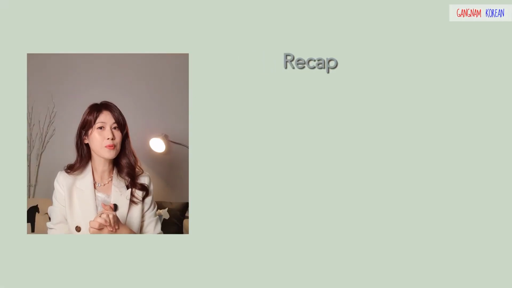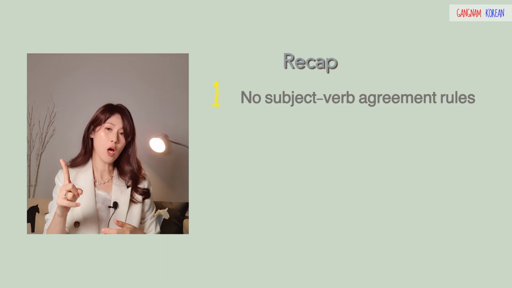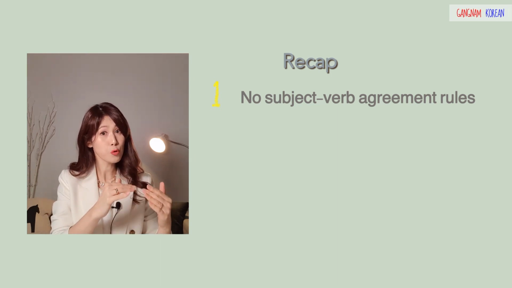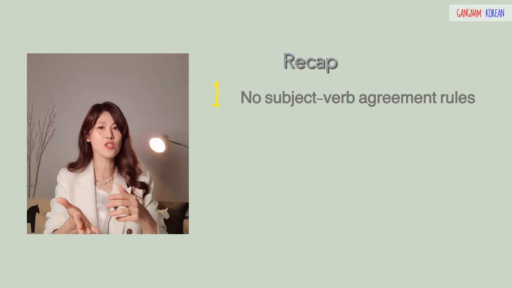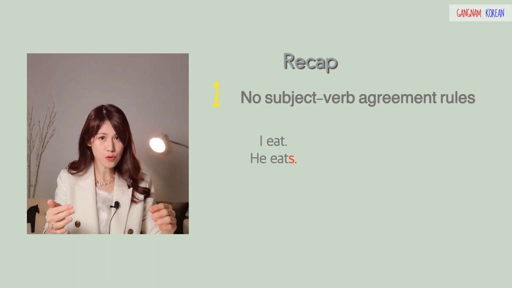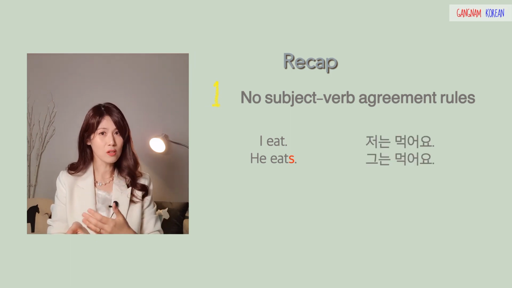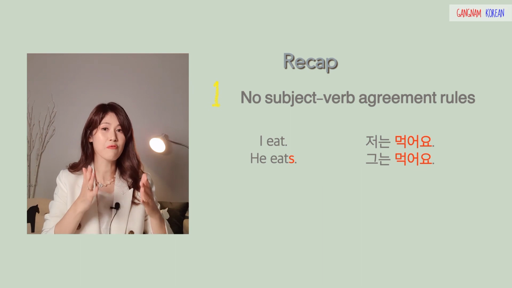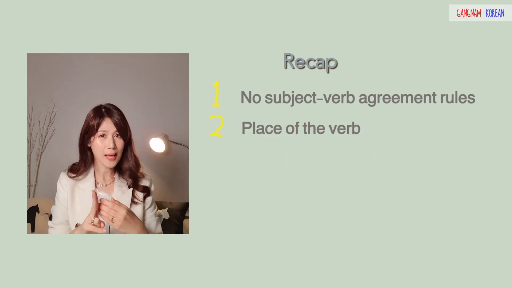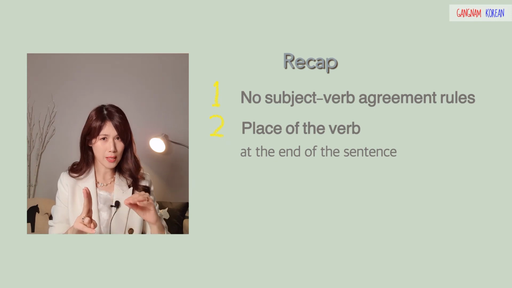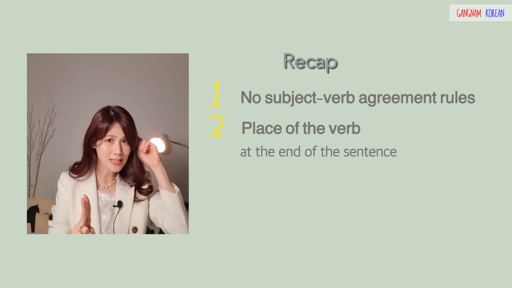Now let's recap today's lesson. First of all, Korean verbs do not follow the subject-verb agreement rules. So you don't have to put an S just like in English, like I eat, he eats. We don't do that. We always use the same verb, like 저는 먹어요, 그는 먹어요. So all together, the same verbs. Second, the place of the verbs in the sentence. The verb comes at the very end, so you need to listen until the end of the sentence.